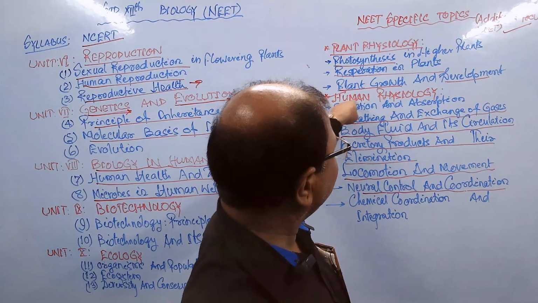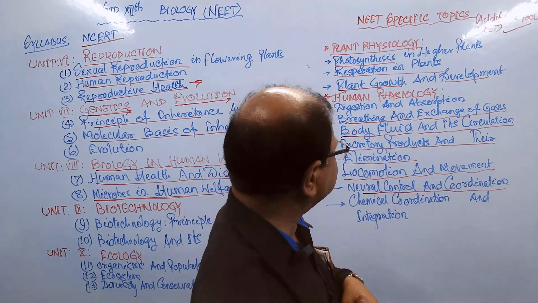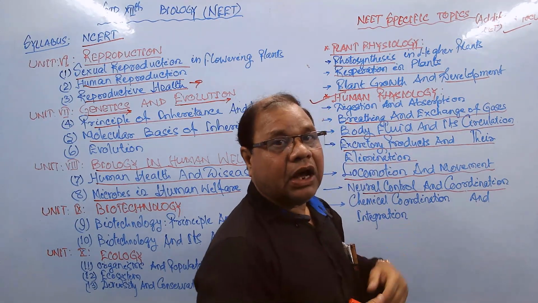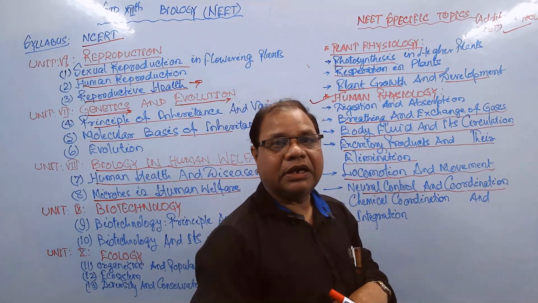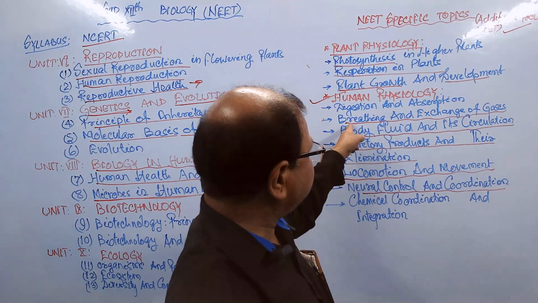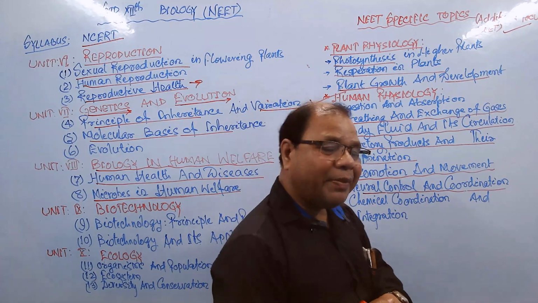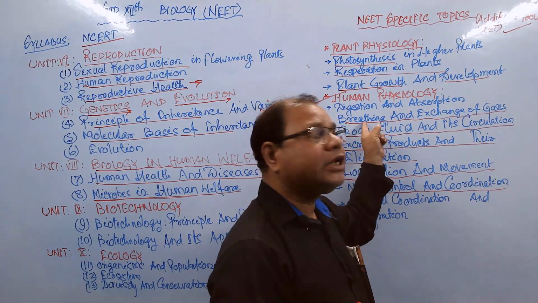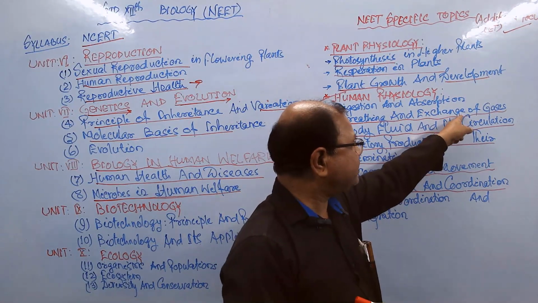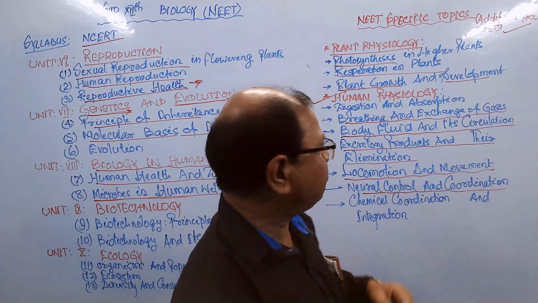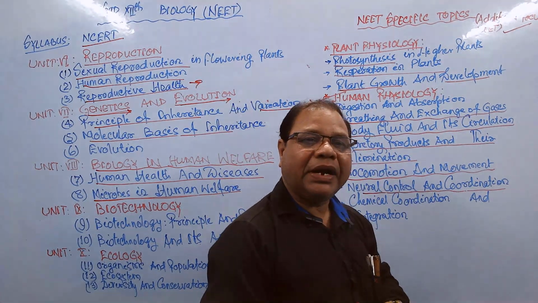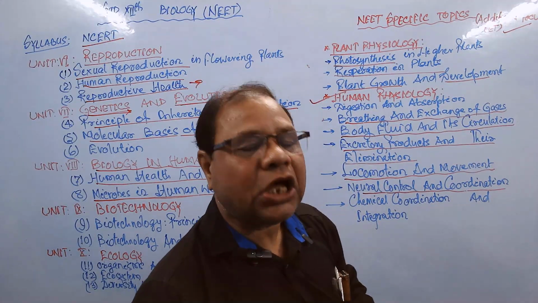Next, human physiology. Human physiology includes 7 chapters. Digestion and absorption: you studied the digestive system in standard 10th, but here it is digestion and absorption. Next, breathing and exchange of gases. You studied respiration in 10th, but here the topic is completely different. When gases are exchanged, energy forms in our body. Next, body fluids and their circulation. It is about our blood circulation.